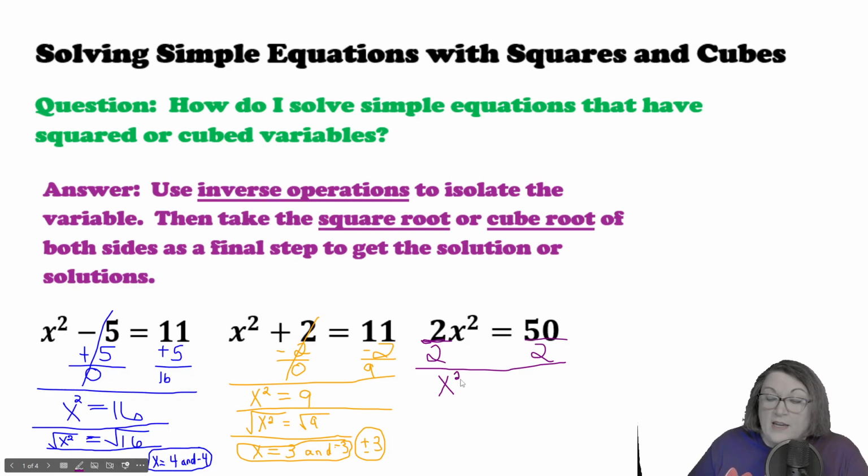Now, we end up with x squared equals, and then 50 divided by 2 is 25. And the same thing we have to do over here as we did in the first 2, and that's take the square root of both sides in order to get rid of the exponent on the variable. And when I take the square root over here, I'm going to get an x. And when I take the square root over here, I'm going to get a 5 and a negative 5. Again, when you have these squared variables, you're going to end up with 2 possible solutions.